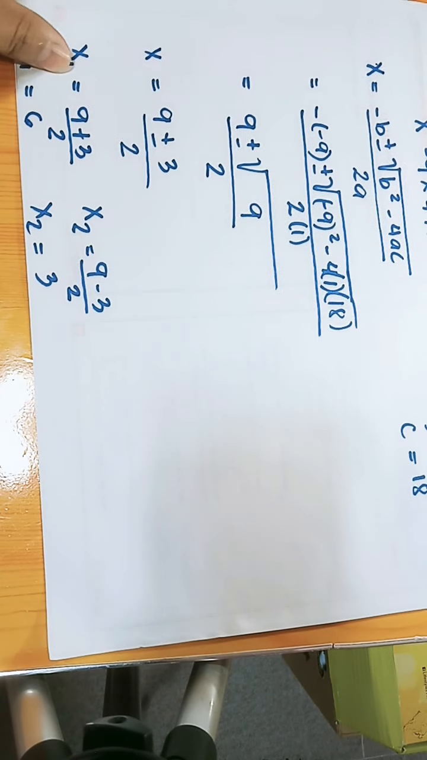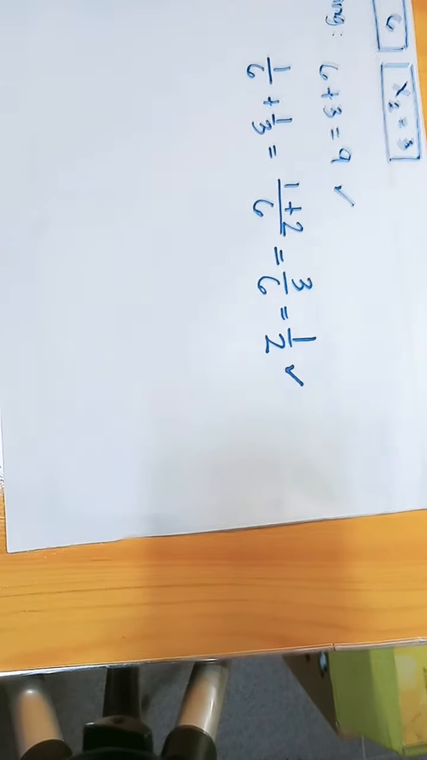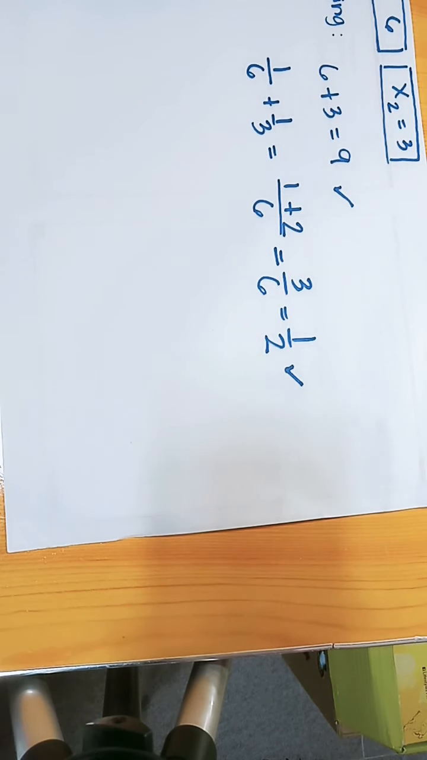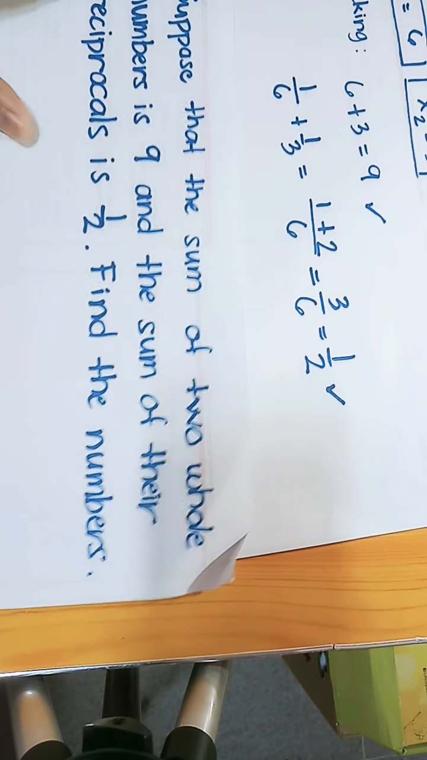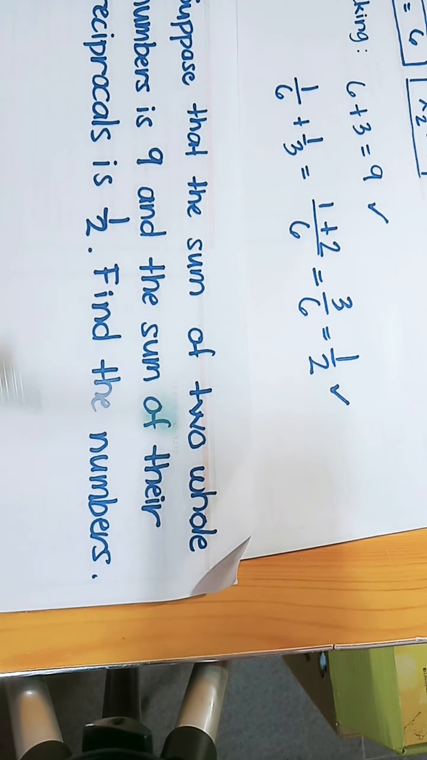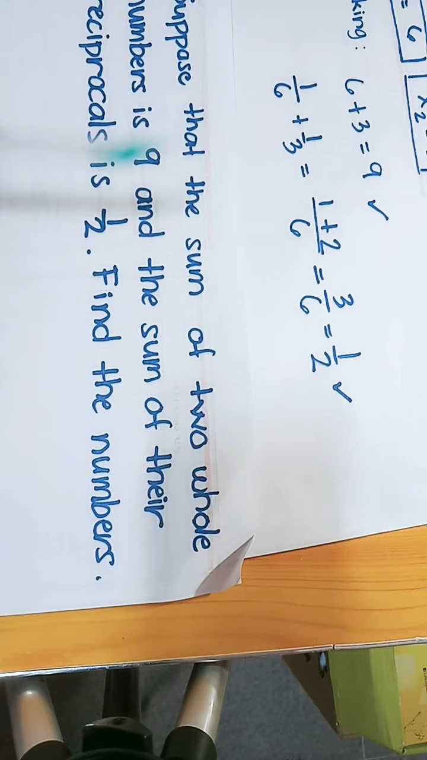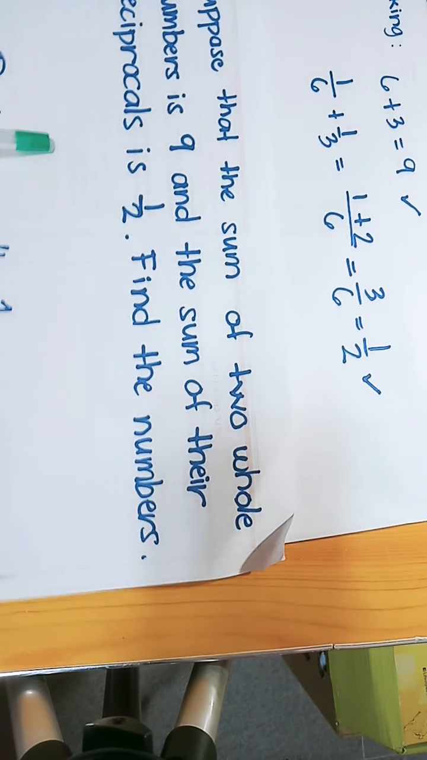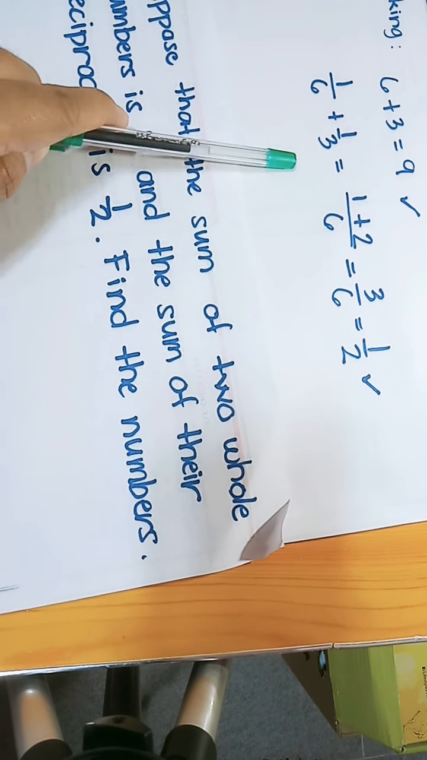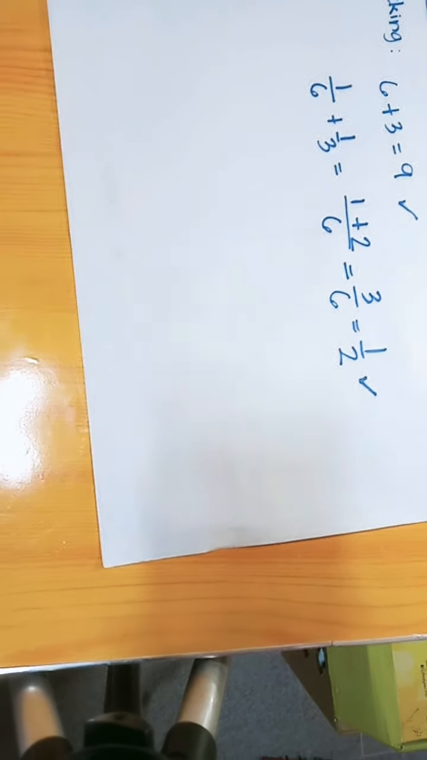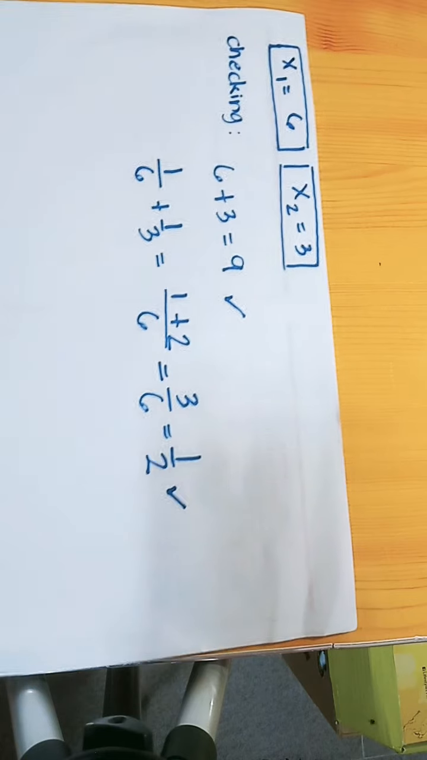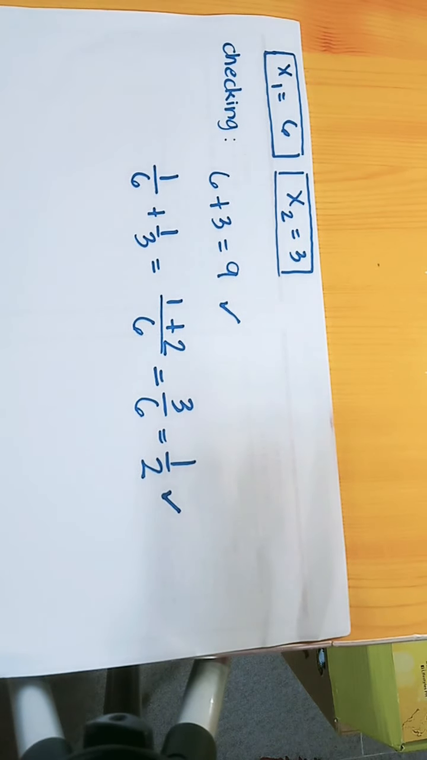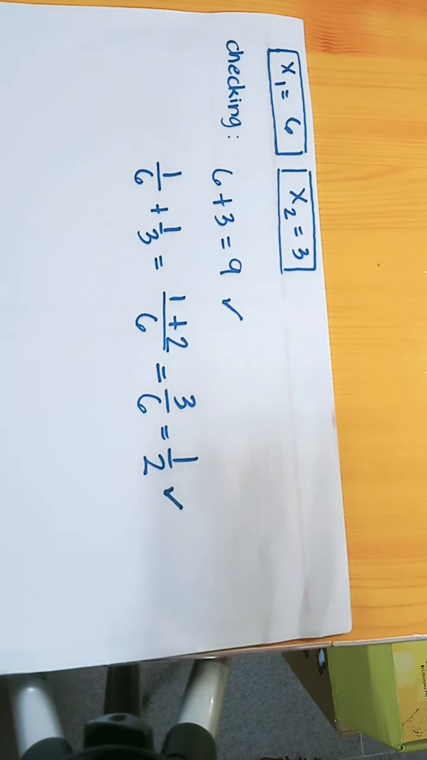So, to have the checking, ang sabi sa problem kanina, ang sum daw ng dalawang number is 9. So, kung i-check natin, the sum of the two whole numbers is 9. 6 plus 3 is 9. And the sum of the reciprocals is 1/2. So, yung reciprocal nila, pag inadd natin, is 1/2. So, therefore, our solutions na 6 and 3 are correct. So, the two unknown numbers are 6 and 3. Okay?